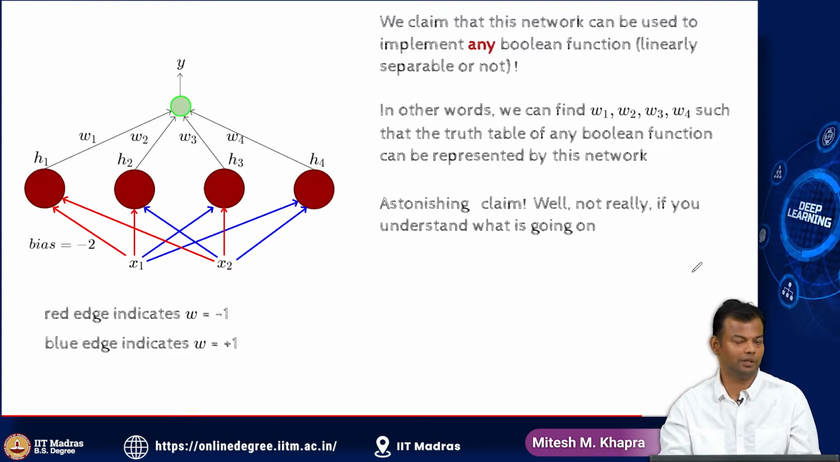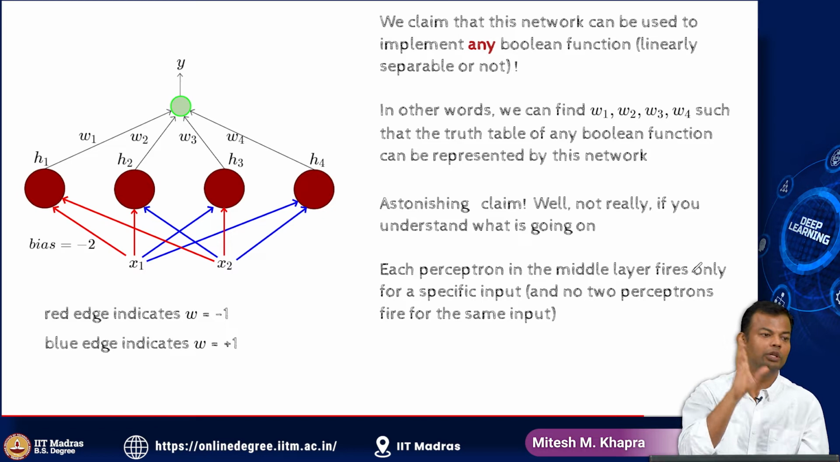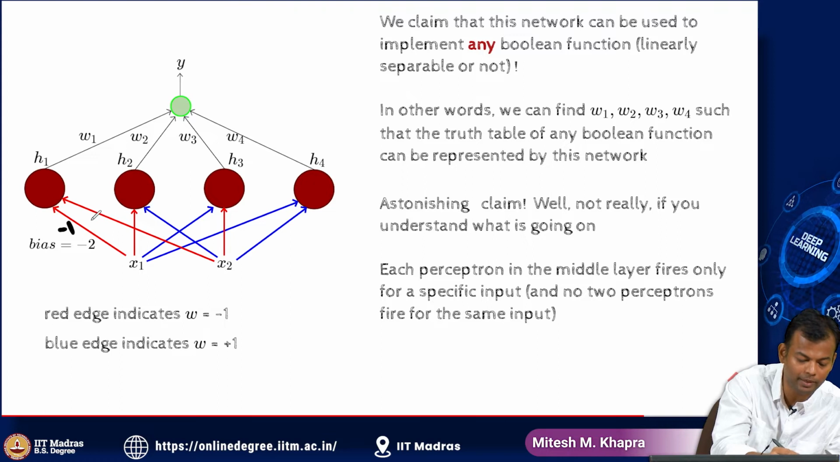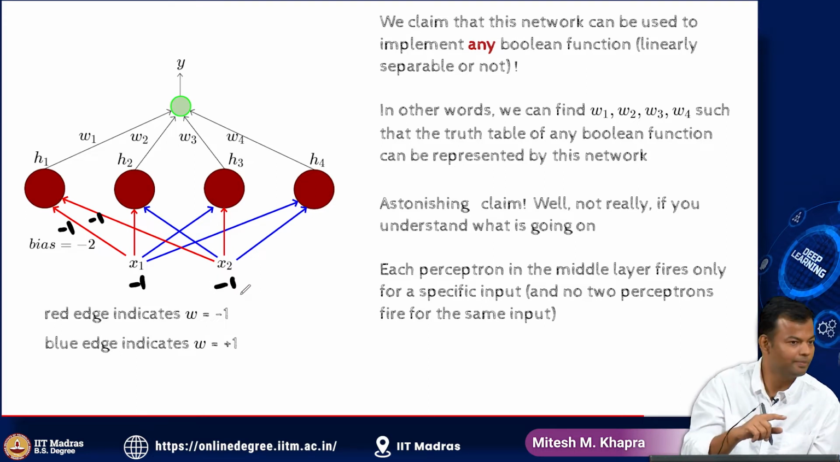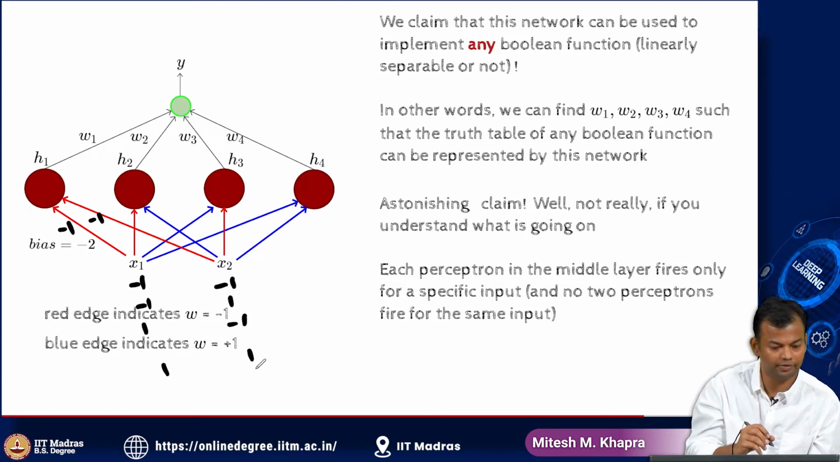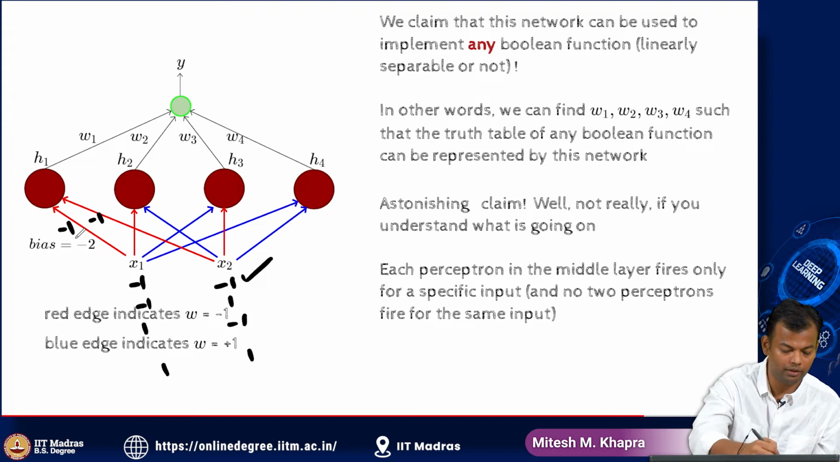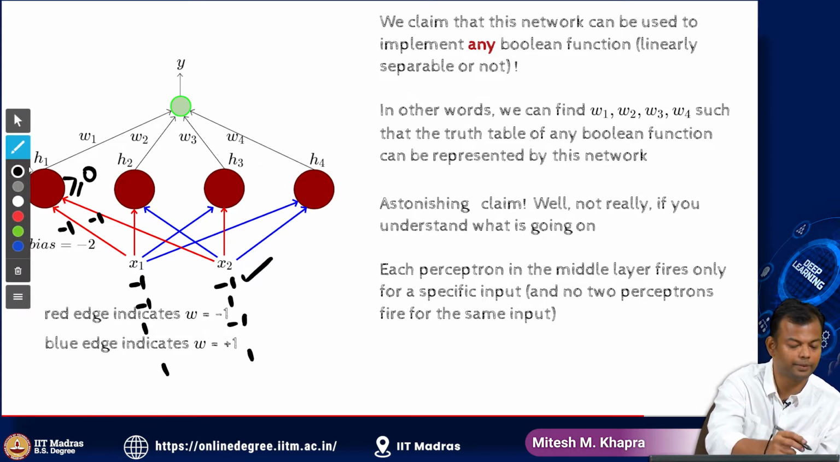So what is going on here? Let's try to understand that, right? So each perceptron in the middle layer fires only for a specific input. Let's see why that happens, right? So as I said, the red weights are -1, -1, okay. Now if the input is -1, -1, remember that 0 is -1 here. So these are the 4 inputs that are possible: -1, -1, -1, 1, 1, -1 and 1, 1. Right? Now if the input is -1, -1, what will happen? -1 into -1 will be 1, -1 into -1 will be 1, so the sum will be 2. So the weighted sum would be greater than or equal to 0, -2 plus 2, hence this perceptron will fire, okay.